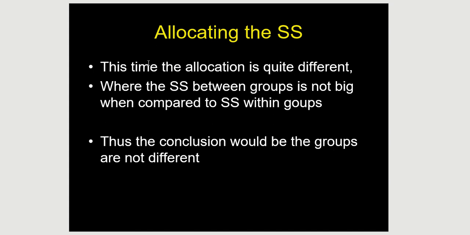So when we allocated the sum of squares this time, the sum of squares between the groups is not big as compared to the within, and therefore the conclusion this time is that there are no differences when it comes to eye colors and blood pressure. All right, the allocation and the calculation of the sum of squares is the key for ANOVA. This is the hardest thing to do. If you know how to do that, everything else is very simple. Let me show you what you actually have to do.